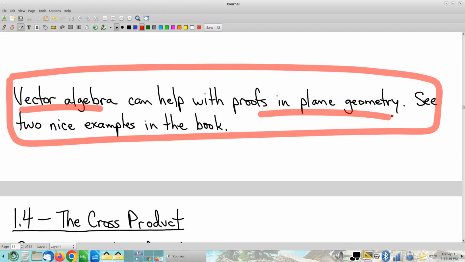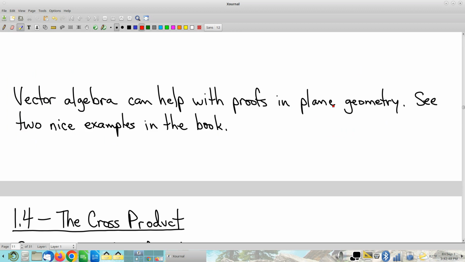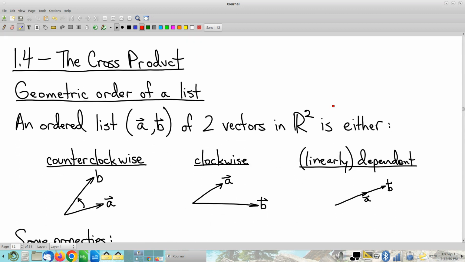Okay. All right. And we move on now to section 1.4, cross product. This is another topic I think y'all have seen at least some of in a linear algebra class. I know that they're a little bit more brief about cross products than we need to be.